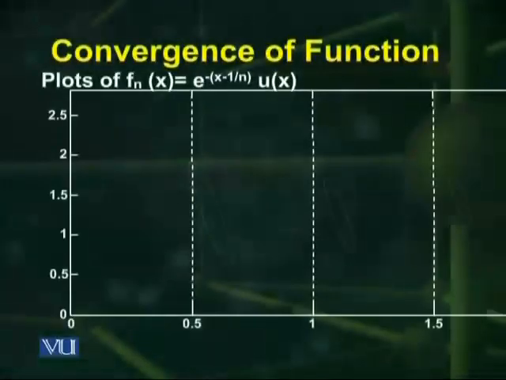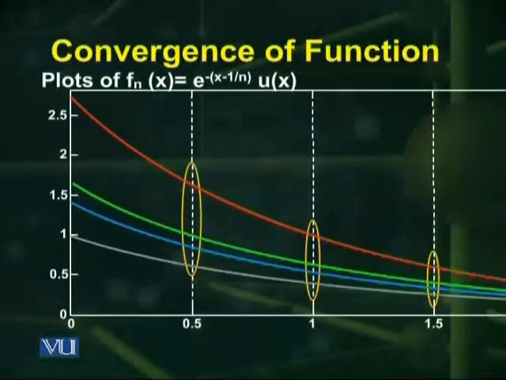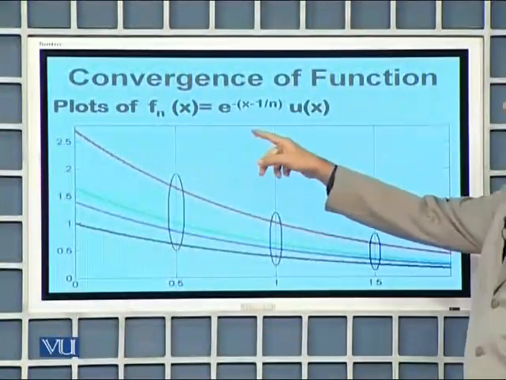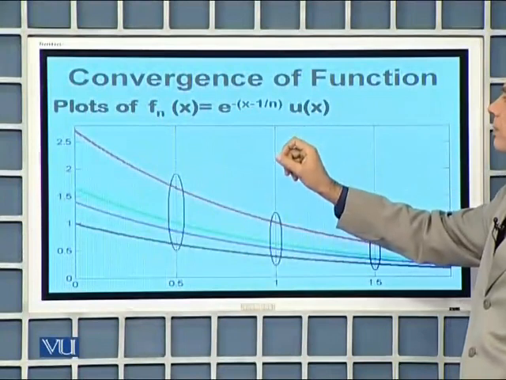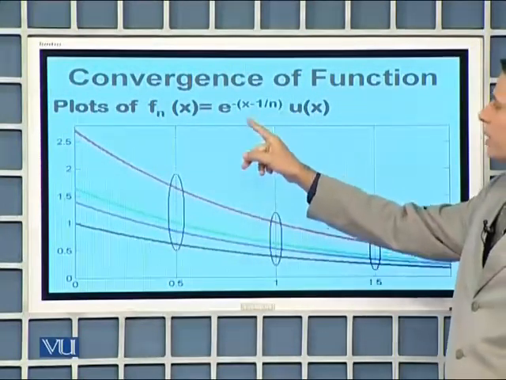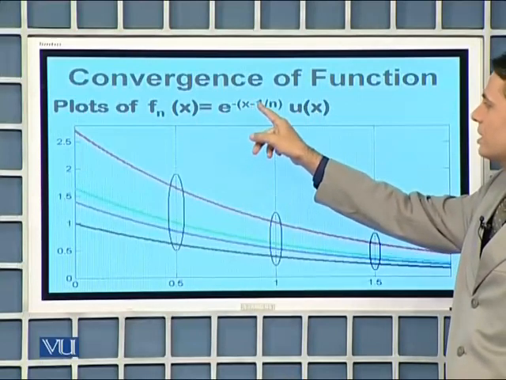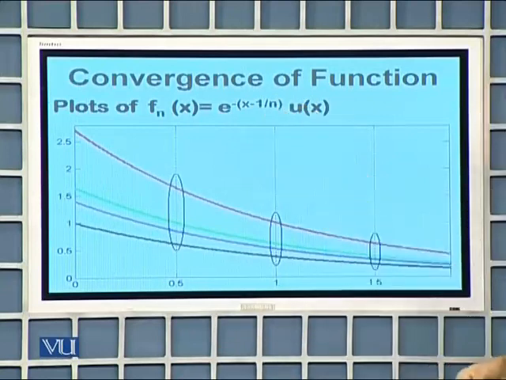Now let's have a look at plots of a few functions in a sequence of functions. This sequence is given by fn of x equal to e raised to power minus x minus 1 over n inside the parenthesis. So the first function in this collection, f1 of x, will be e raised to power minus x minus 1. The second function will be e raised to power minus x minus half. Third will be e raised to power minus x minus 1 over 3, whole in parenthesis. And here is a plot of these functions.